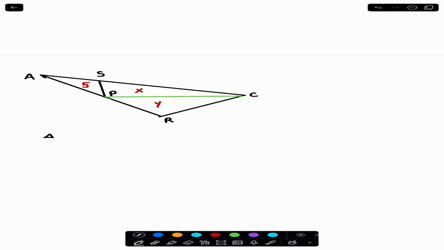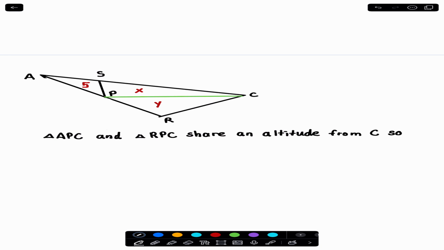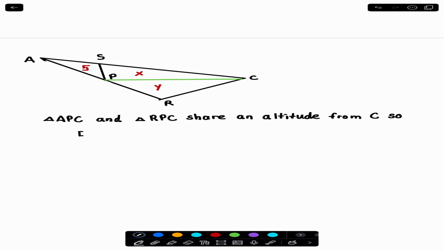And notice this time, you're going to have to tilt your head a bit. Triangles APC and RPC share an altitude from C. So this means that when we compare these two areas, APC to RPC, which is AP over RP, so we got these two segments.